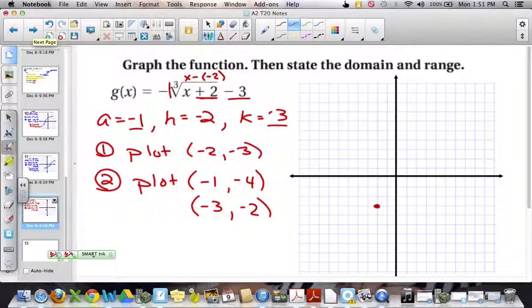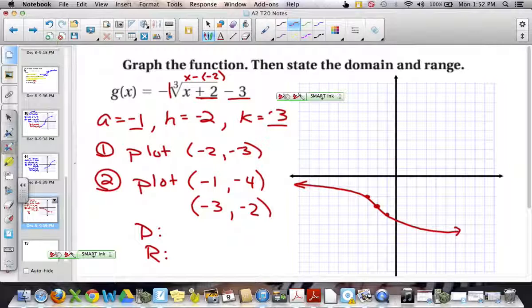So plotting those points, negative 1, negative 4 is right here, and negative 3, negative 2 would be right here. So when we have that negative value for a, what's happening is our S is being flipped. So now it's going to look like this. And we have kind of a backwards S, right? Got flipped over. Okay, and then finally the domain and range, again, will be negative infinity to infinity.